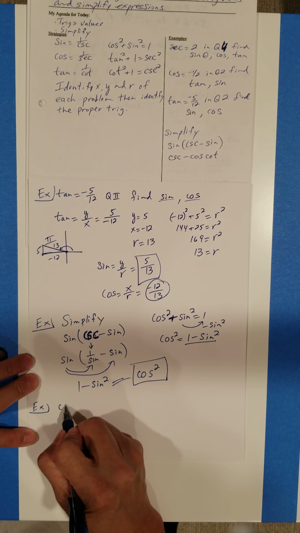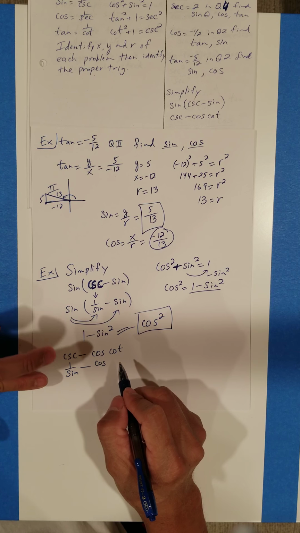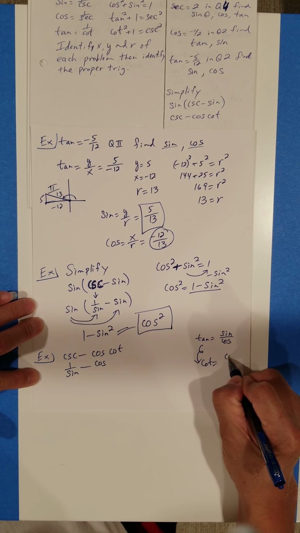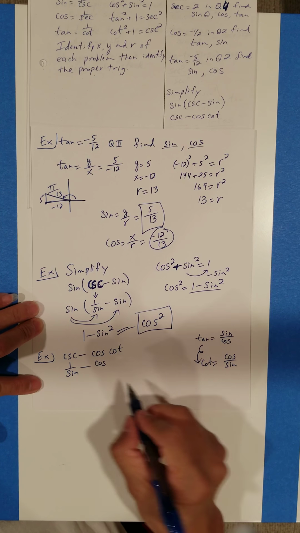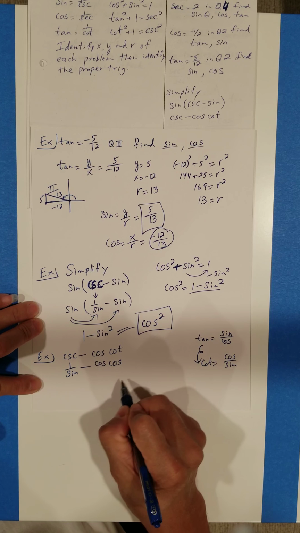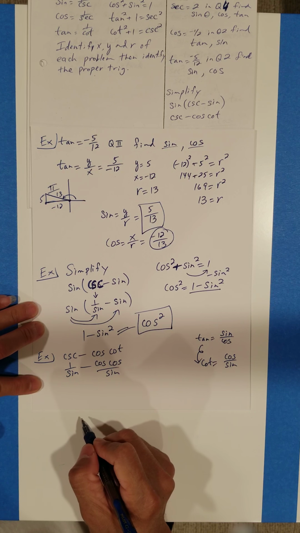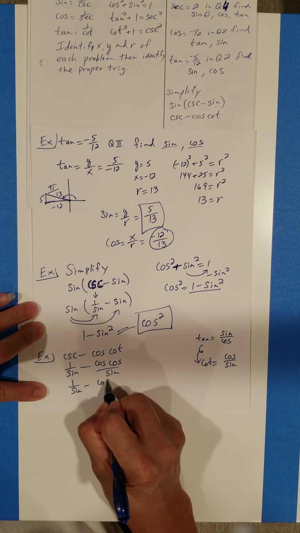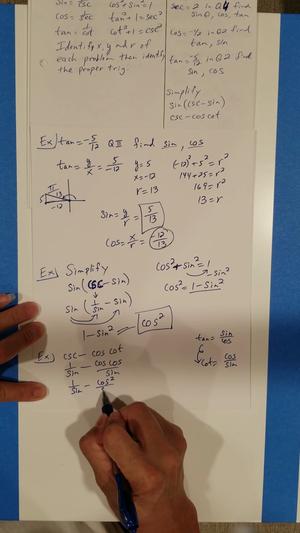Now, what is cosecant? Cosecant is 1 over sine, minus cosine. What's cotan? Cotan is the reciprocal of tangent. So take tangent and flip it. Tangent is sine over cos. And when you flip it, you get cotan, which is cosine over sine. So now simplifying this, we have 1 over sine minus cosine times cosine, which is cosine squared over sine.